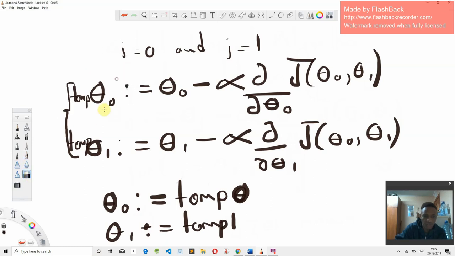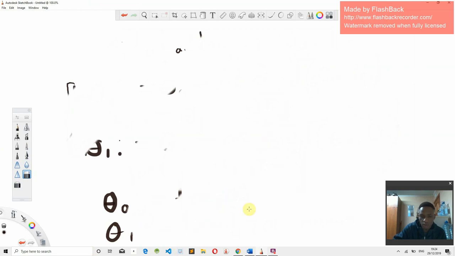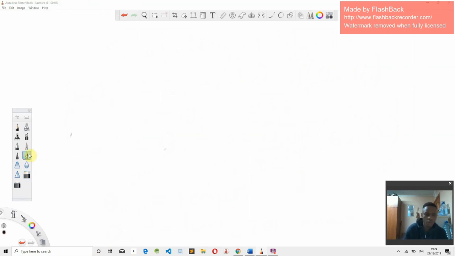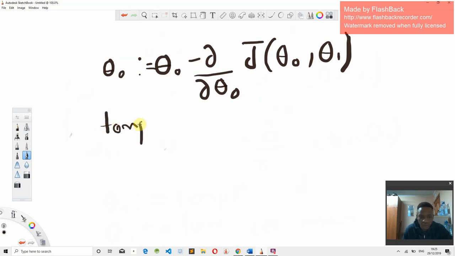let me show you the gradient descent algorithm first. If we take a look at our gradient descent algorithm, let's say this is theta 0, d over d theta 0 times J of theta 0 and then theta 1. And let's say we then update theta 0 first.